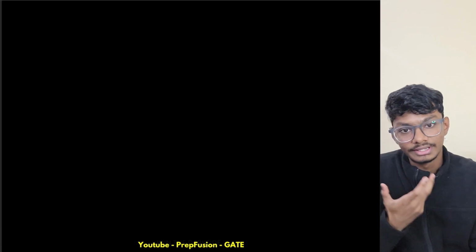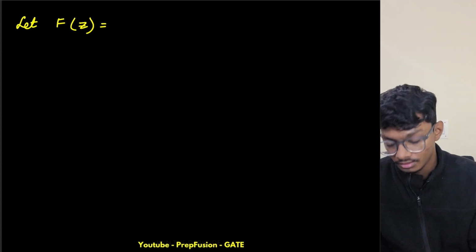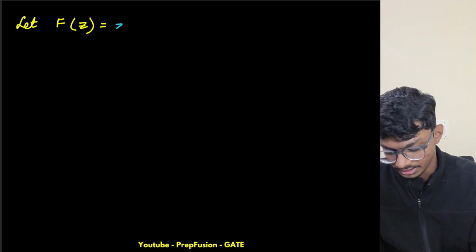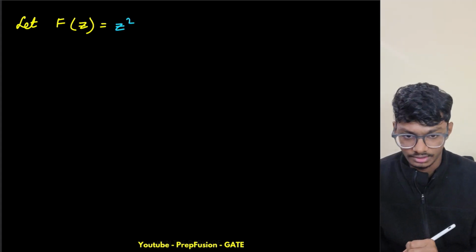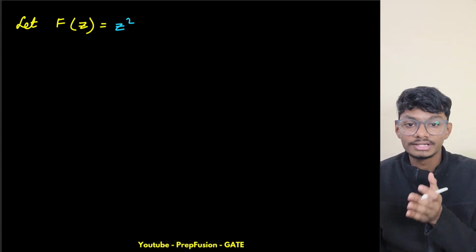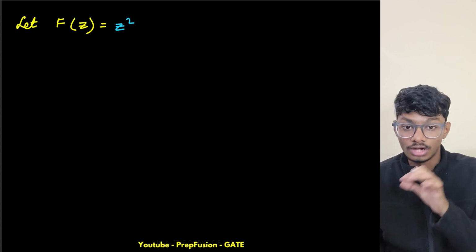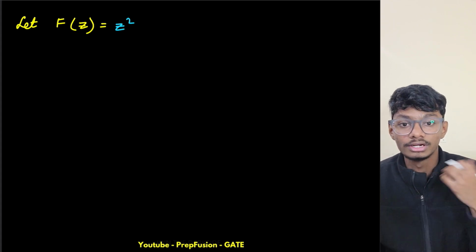So how will you map? Basically, we'll take a new function. Let's take a function of this z, f of z, which is, let's say, z square. Any function we can take. If my f of z equals z square, now where does my previous point lie in the new plane? So now I am mapping into a new plane.